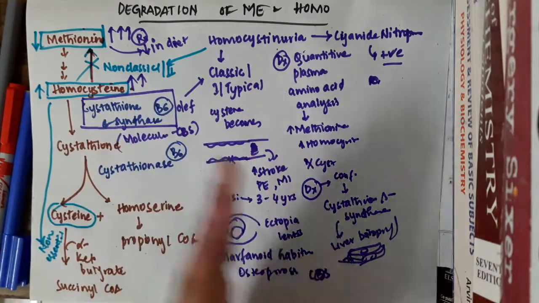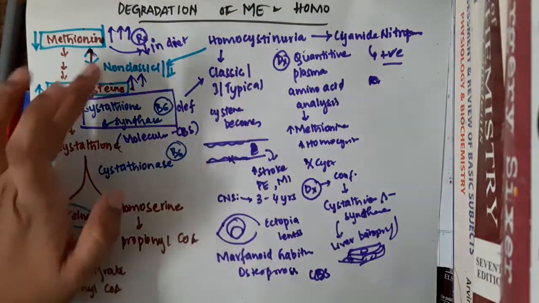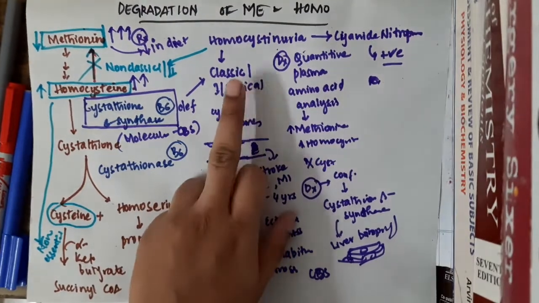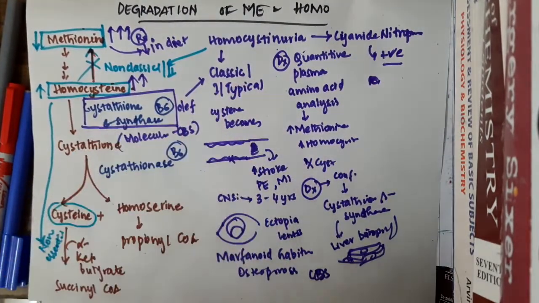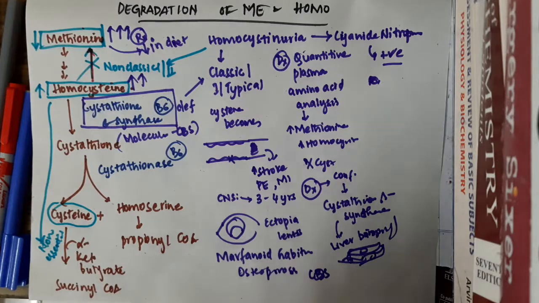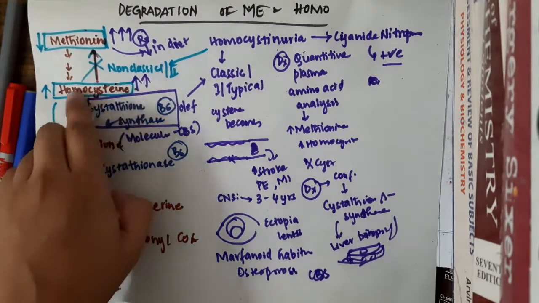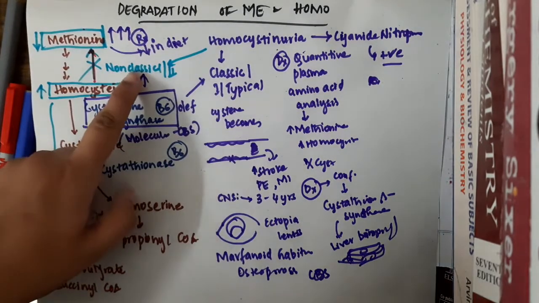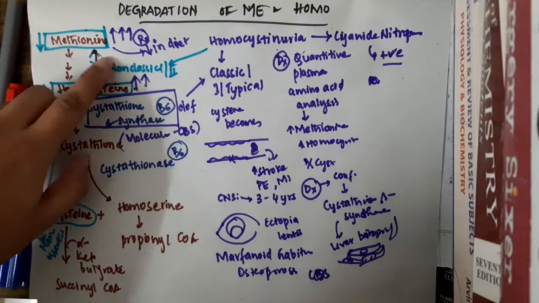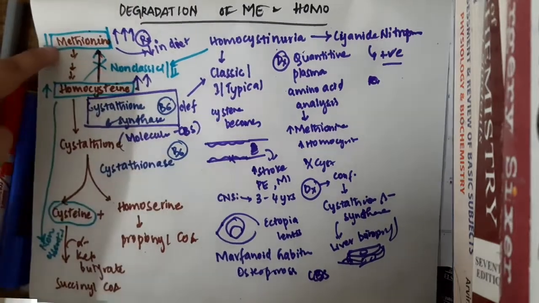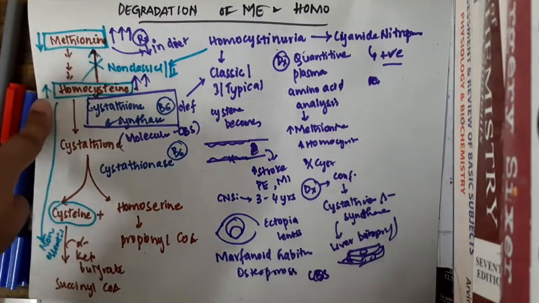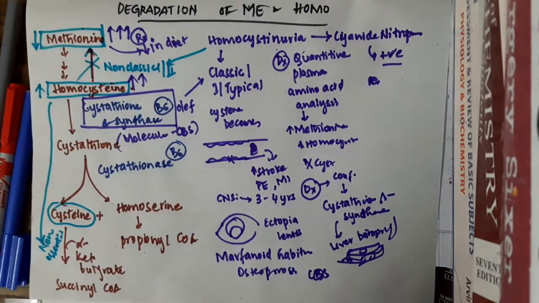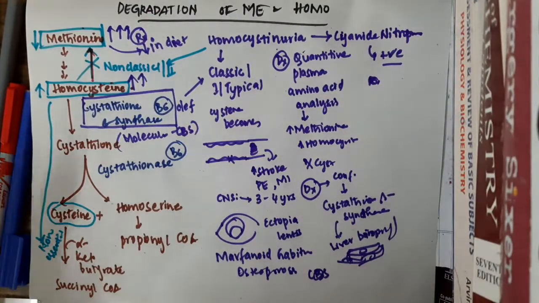So if you see the main differences between classical and non-classical homocystinuria, classical homocystinuria occurs due to cystathionine beta synthase deficiency, and as a result, you see increased homocysteine and increased methionine levels. Whereas in non-classical homocystinuria, because of the defect in conversion of homocysteine to methionine, homocysteine levels are increased, but methionine levels are decreased.